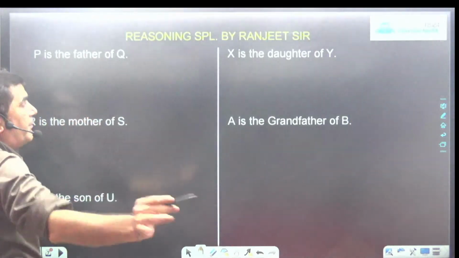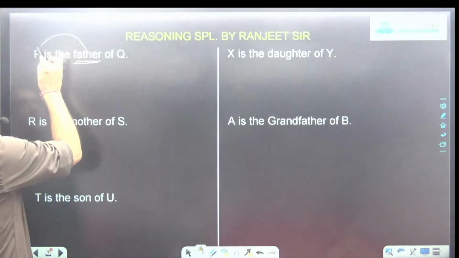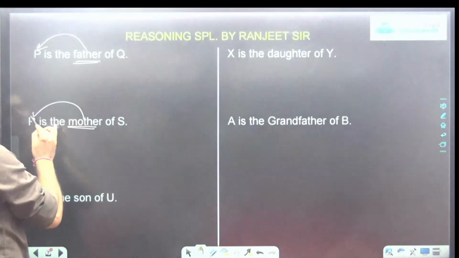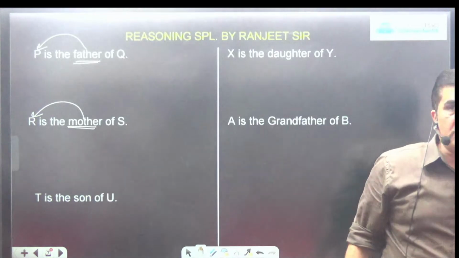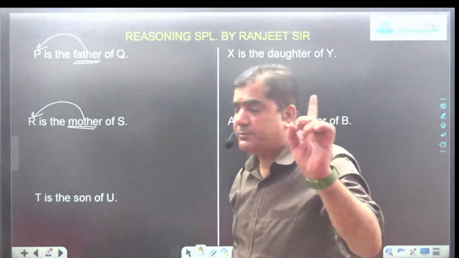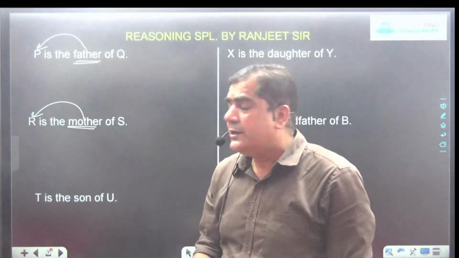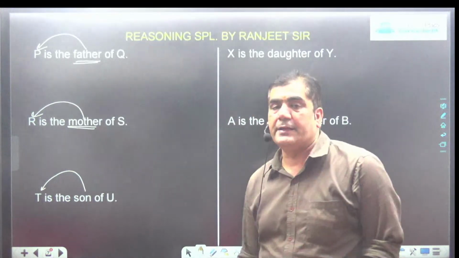So always remember, whatever relation they have given in between, this always signifies the first person. Here, mother, who will be mother? R will be the mother. Whatever relation they give, this relation always signifies the first person. Suppose here they have given T is the son of U. So who will be son? Son will be T. Okay.